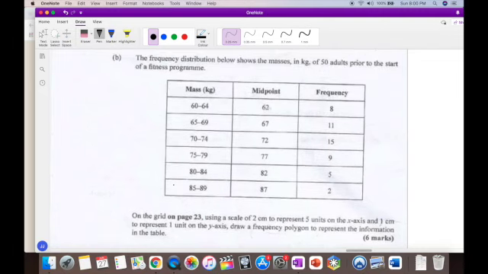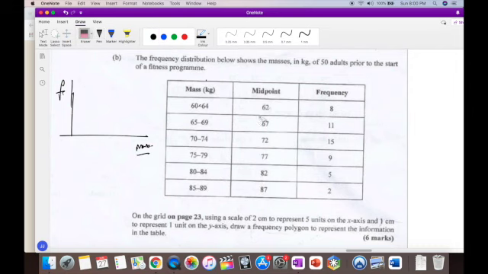Now remember, when we draw a frequency polygon, always keep in mind that the frequency is going to be on the y-axis. So therefore the mass is going to be on your x-axis, right? And of course this midpoint here really just gives us the midpoint of the class interval. So we could actually put these midpoints here.